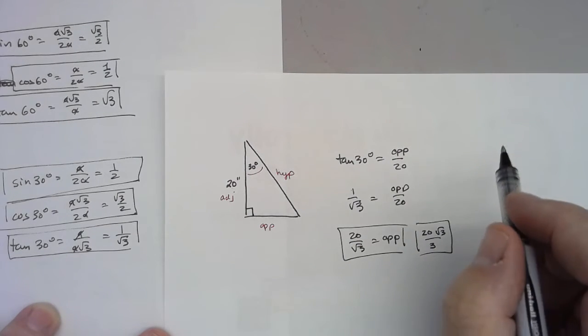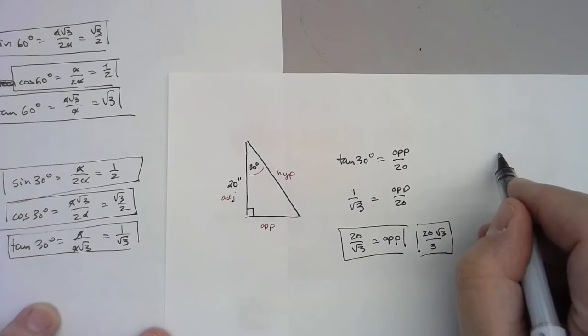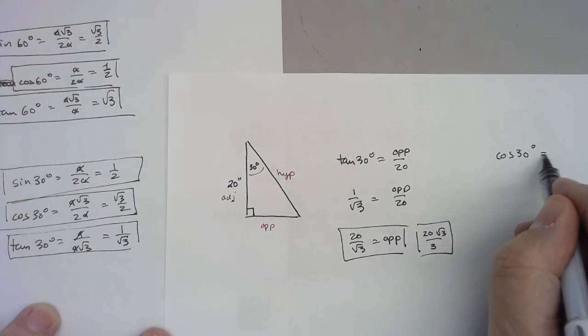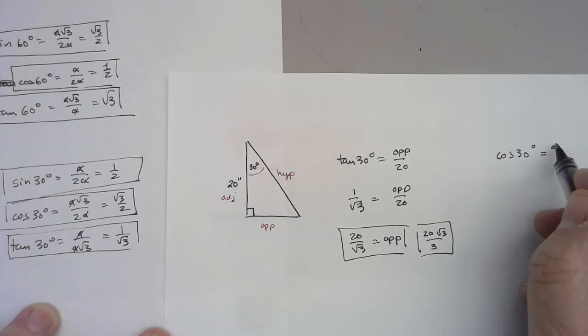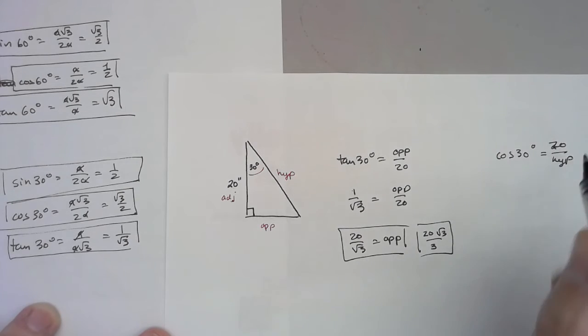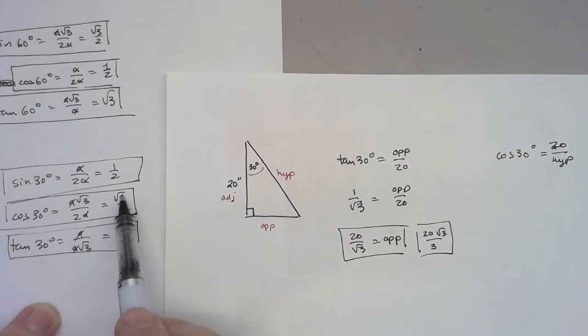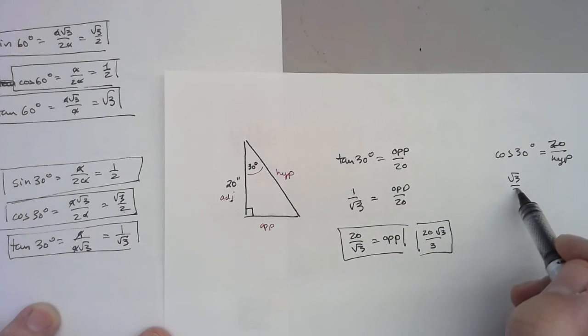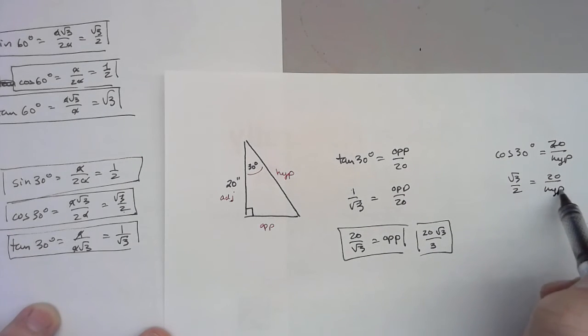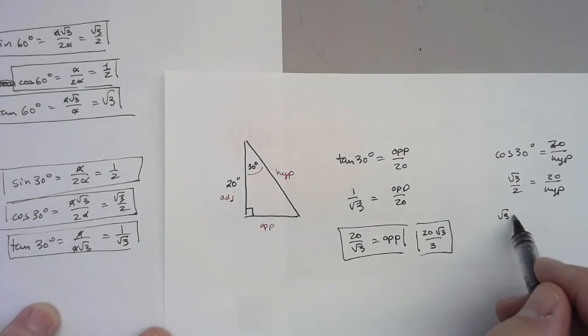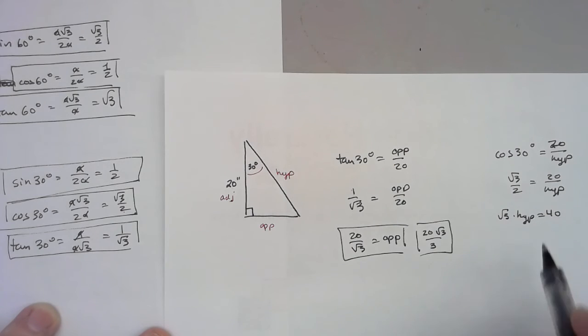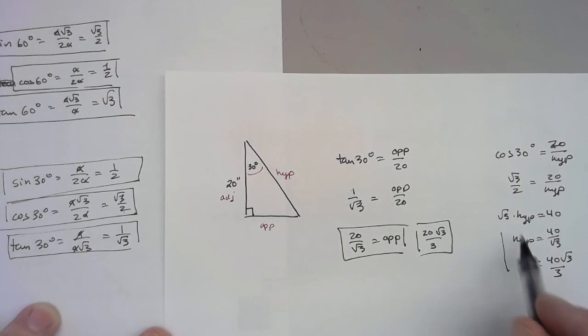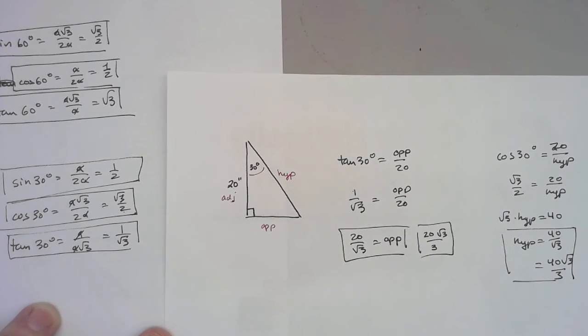To get hypotenuse, I know adjacent and I want hypotenuse. So I'm going to use cosine. Cosine is adjacent, which I know to be 20, over hypotenuse. According to my table of values, cosine 30 degrees is the square root of 3 over 2. So I will cross multiply this. Get square root of 3 times hypotenuse equals 40. So the hypotenuse is 40 over root 3. Or if you rationalize, 40 square root of 3 over 3. So this provides an alternate method for solving problems involving 30, 60, 90, or 45, 45, 90 triangles.